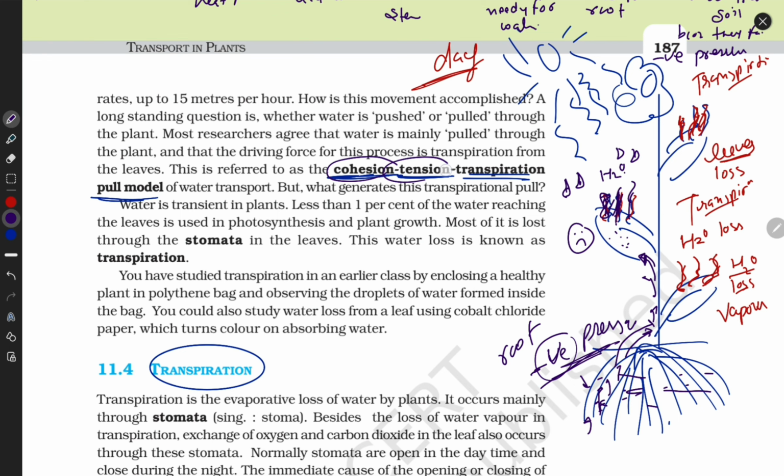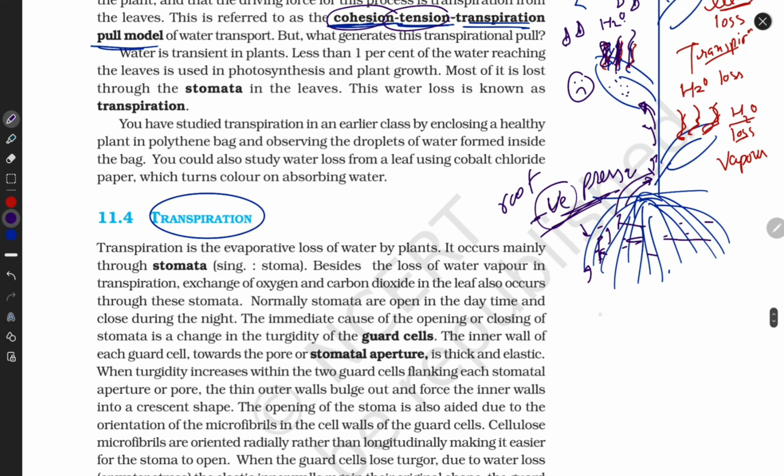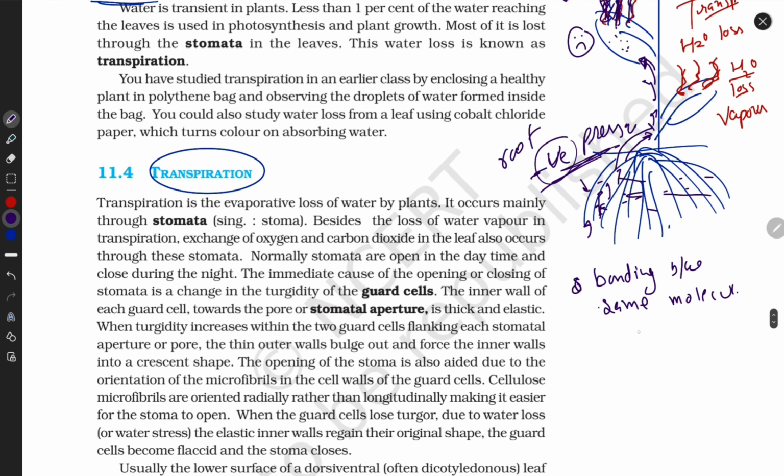What are cohesion and tension? Cohesion means bonding between the same molecules. How? Means water. This is the xylem, vessels, tracheids. Water flows in this manner guys. They follow a sequence.